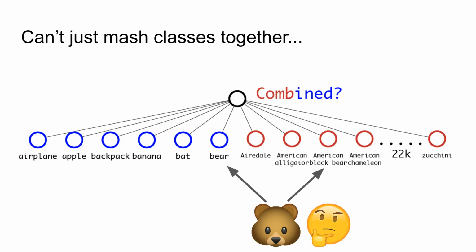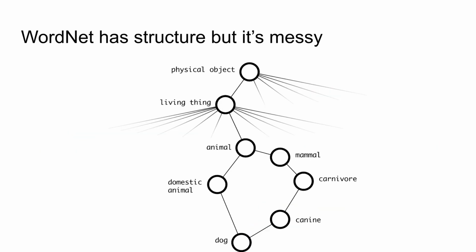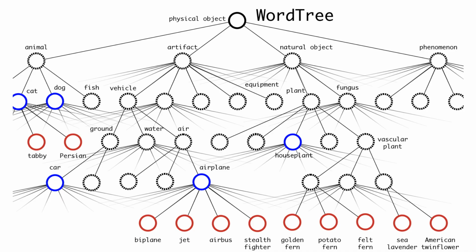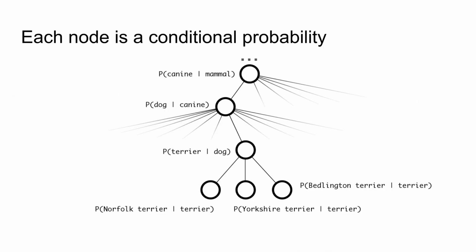We need a structure to combine the large number of classification classes with the detection classes. WordNet provides a hierarchical structure, but it is complex and messy for direct use. We construct a hierarchical tree, called word tree, to merge the ImageNet and COCO classes. The word tree combines concepts into a single structured hierarchy. Each node in the word tree represents a conditional probability relative to its parent node.